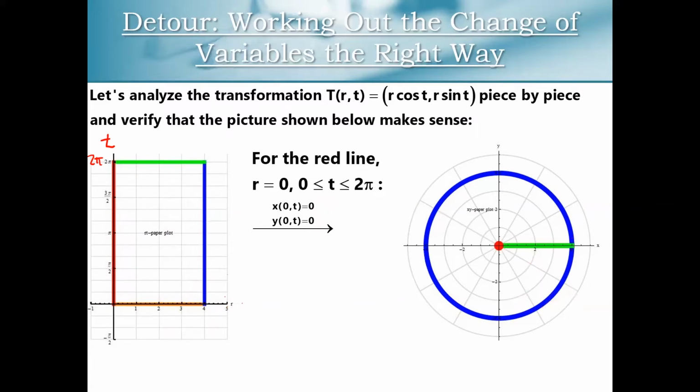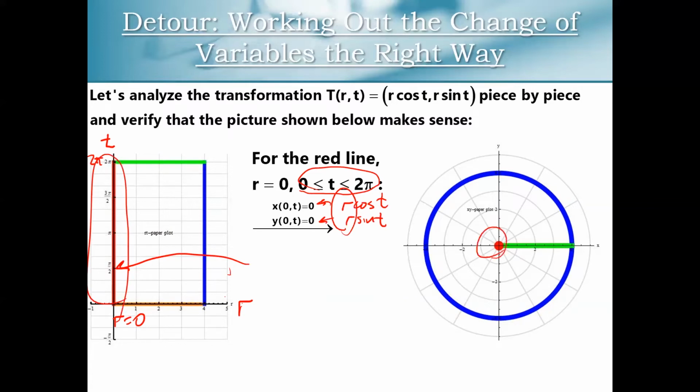So this red line over here, remember we have RT space and RT axis. This is fixed at r equals 0, but t varies from 0 to 2 pi. Well, if you have r cosine t and r sine t, where r is locked in at 0, both of those are going to end up at 0. So this whole line segment maps into the origin.